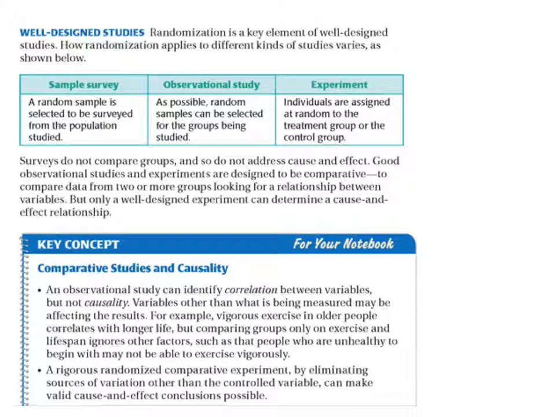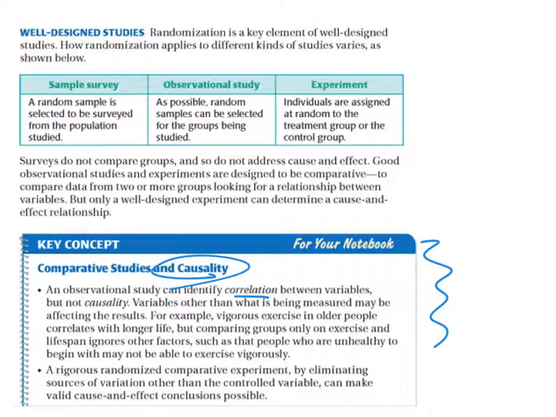I think last example, well-designed studies. Randomization is a key element of a well-designed study. How randomization applies to different kinds of studies varies, as shown below. We've got sample surveys, observational studies, and experiments. Surveys do not compare groups and do not address cause and effect. Good observational studies and experiments are designed to be comparative, to compare data from two or more groups looking for a relationship between variables. But only a well-designed experiment can determine a cause and effect relationship. So go ahead and read through this, knowing causality is important.